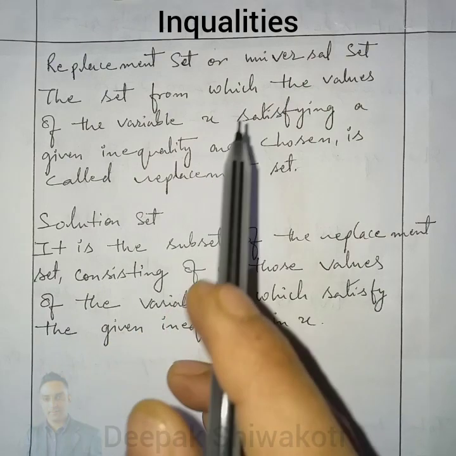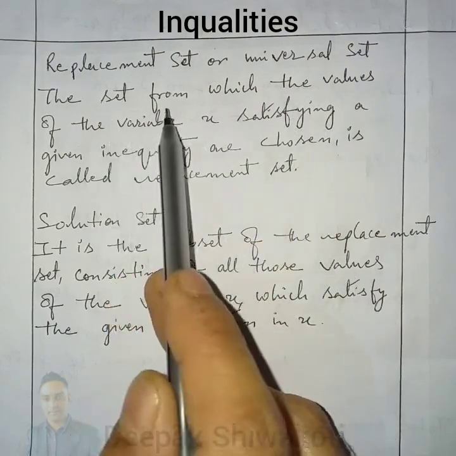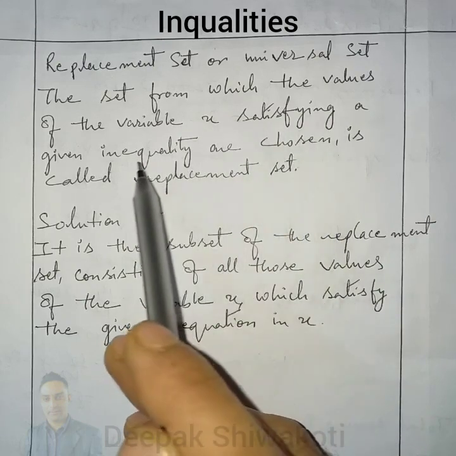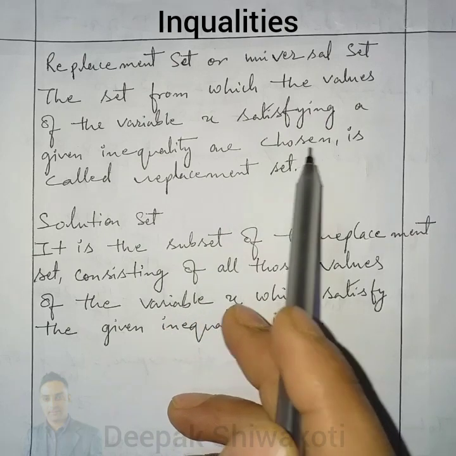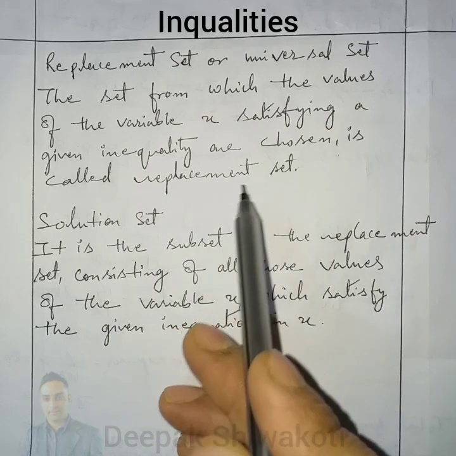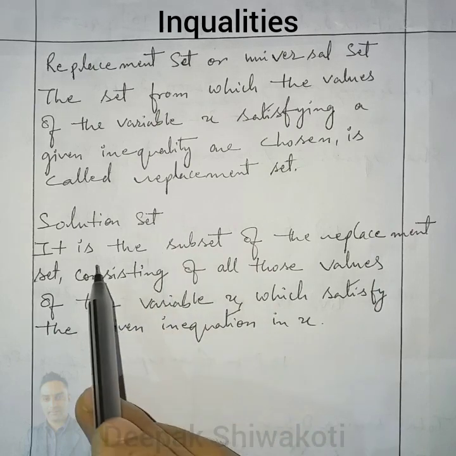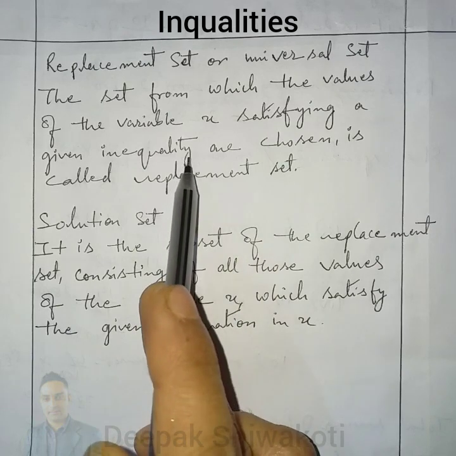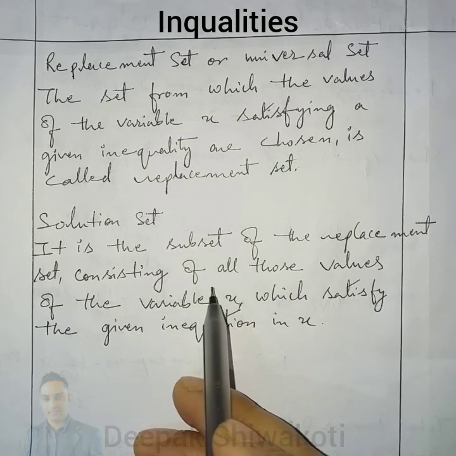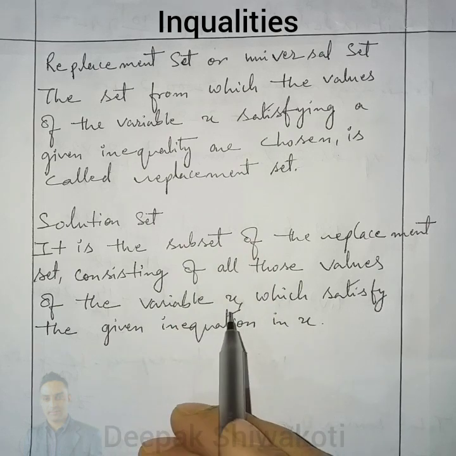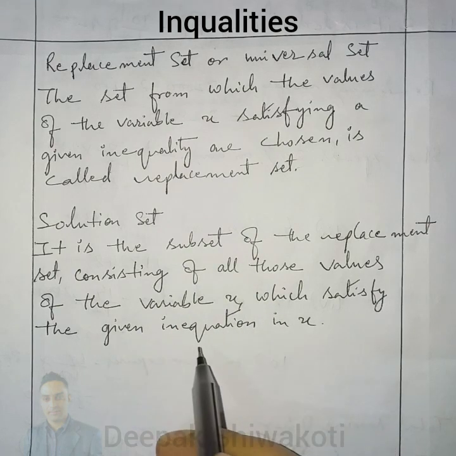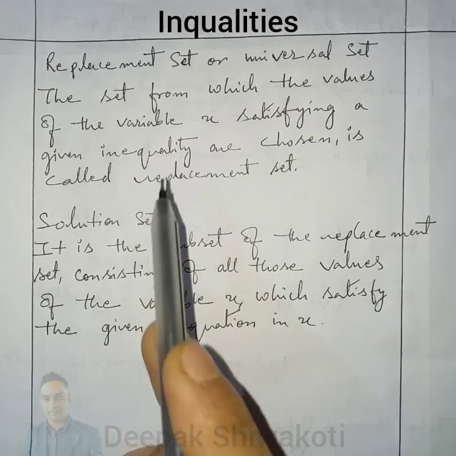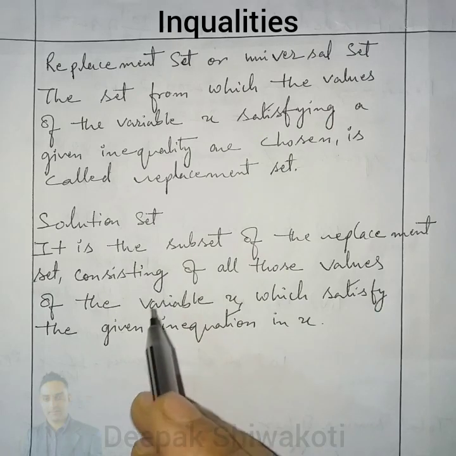Replacement set or universal set. The set from which the values of the variable x satisfying a given inequality are chosen is called the replacement set. And the solution set is the subset of the replacement set, consisting of all those values of the variable x which satisfy the given inequation in x. These two terms, replacement set and solution set, we will understand by one example.